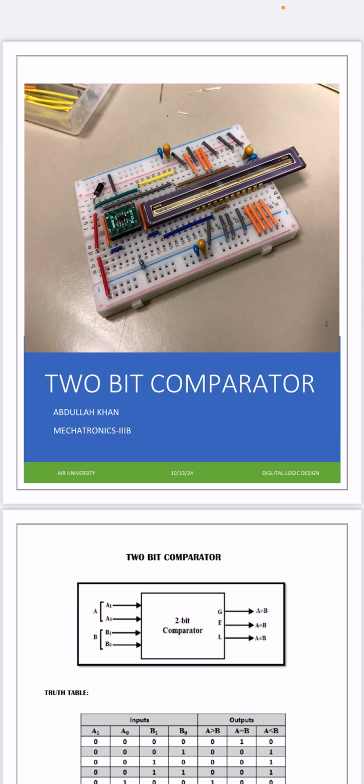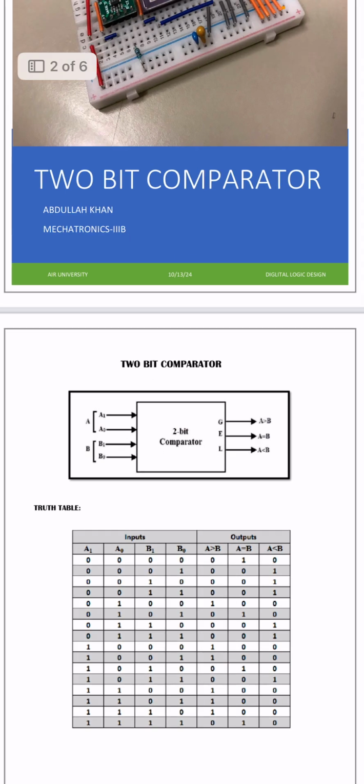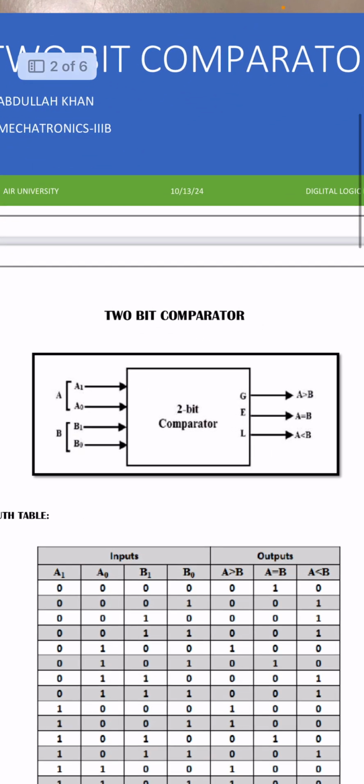Today we're gonna talk about the 2-bit comparator, what it actually is and how it works. Moving on to the slide, we can see a block diagram of the 2-bit comparator, and in simple words we can say that the 2-bit comparator has two inputs and three outputs.